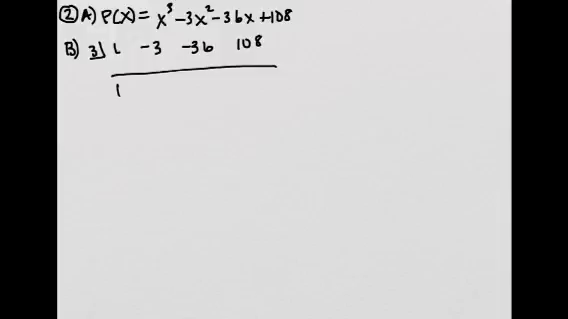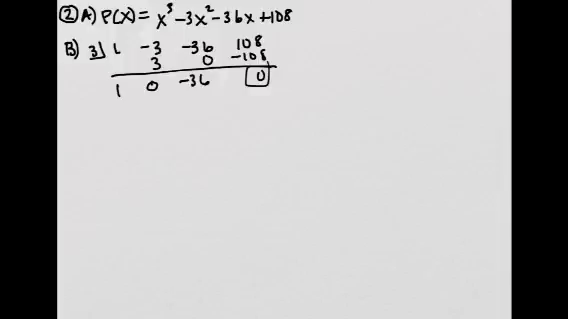So bring down the 1, times this 3, times this 1 is 3. So you combine this second column and you get 0. 0 times 3 is 0. Negative 36, and then times negative 3 is negative 108, and then you get 0. So because you get remainder 0, then yes, x minus 3 is a factor of the polynomial of p of x.